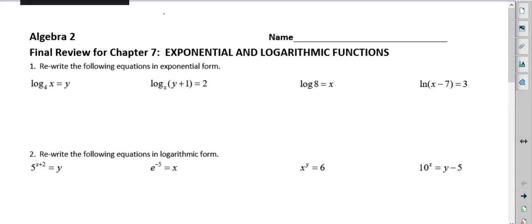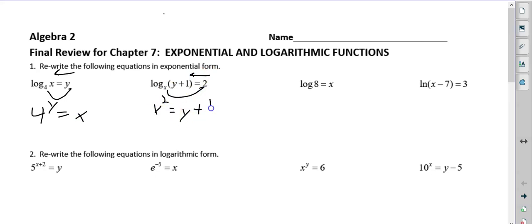All right. Second semester review, chapter 7 for the cumulative test. So number 1, rewrite the following equations in exponential form. So this is the old swish and flick. So 4 to the power of y equals x. Swish and flick. X squared equals y plus 1.